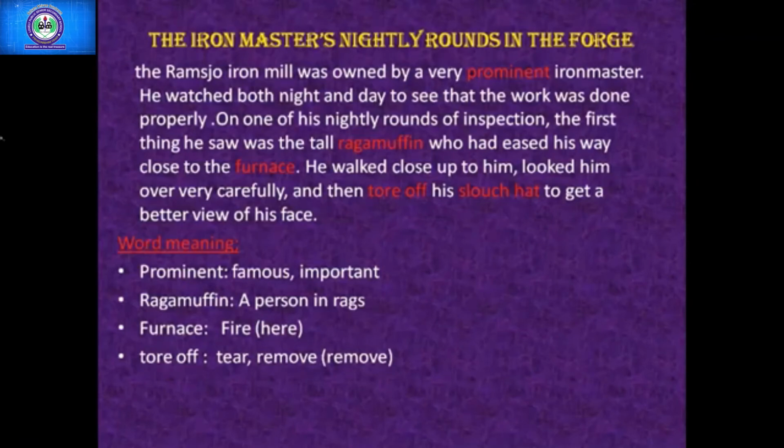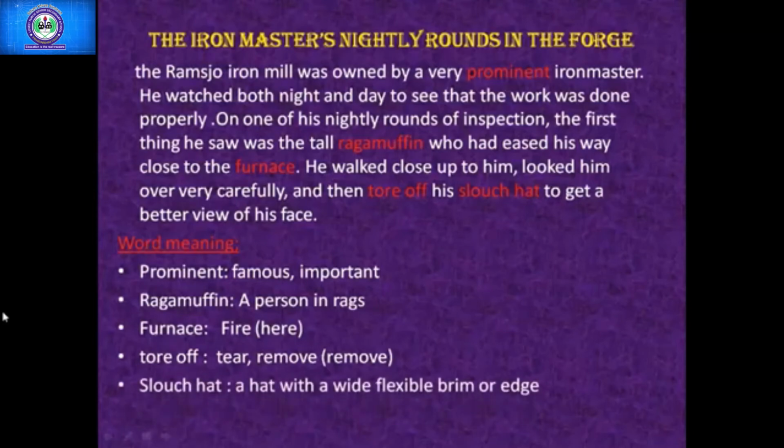Slouch hat means a hat with a wide flexible brim or edge. So he removed it to see. And surprisingly, when the ironmaster saw the vagabond, he mistook him for one of his old friends.